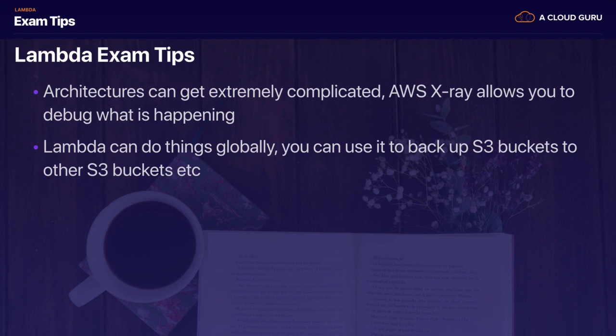And then Lambda can also do things globally. You can use it to back up an S3 bucket to another S3 bucket, etc., etc. And go in knowing your triggers. We're going to cover this when we build our serverless website and our Alexa skills, but you really need to know the different Lambda triggers. You need to commit them to memory, or at least you should know what can't trigger Lambda. For example, RDS cannot trigger Lambda as of yet.